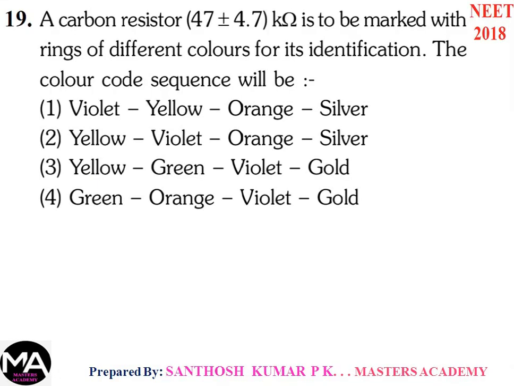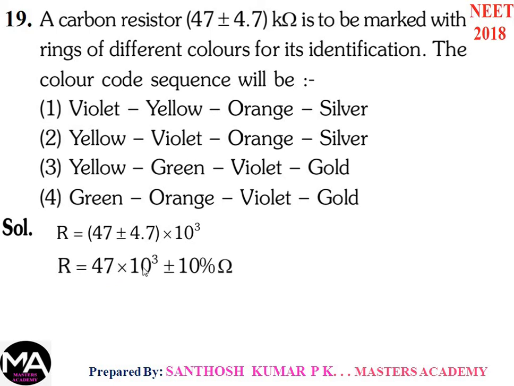Next problem. A carbon resistor 47 plus or minus 4.7 kilo ohm is to be marked with rings of different colors for its identification. The color code sequence will be, this is nothing but the color code of resistors. It is from NEET 2018. So here 4.7 kilo ohm, kilo means 10 to the power of 3. Then what is this 4.7? We know that 4.7 is nothing but 10% of 47. So it can be written as 47 into 10 to the power of 3 plus or minus 10%.